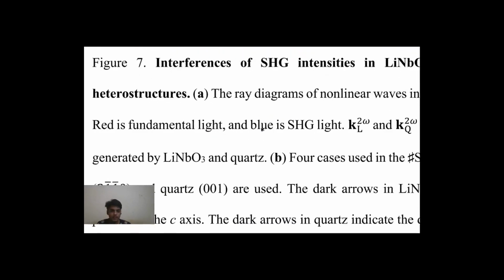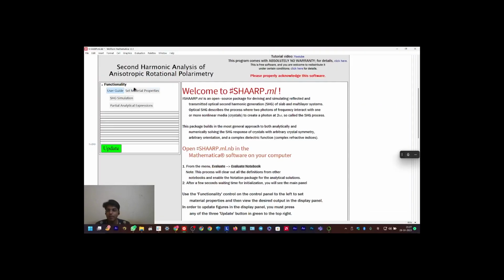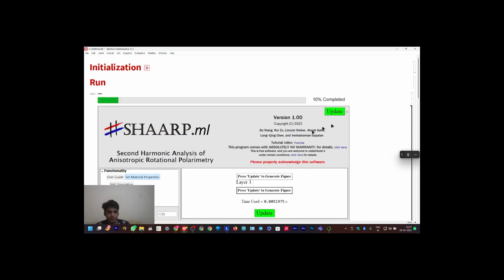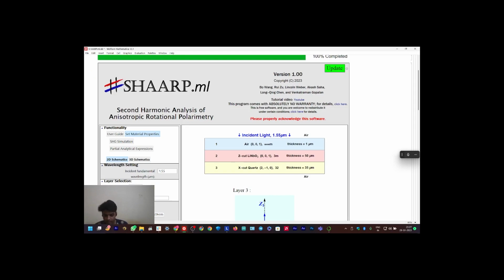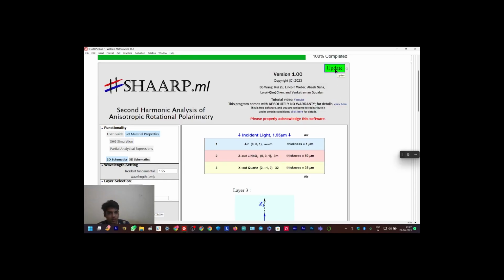So we will be moving to the demo part. Opening Mathematica for Sharp ML, setting material properties. Mathematica is taking its time. So we'll be introducing the third layer, no quartz layer in the first, so it is lagging. Okay, the update.